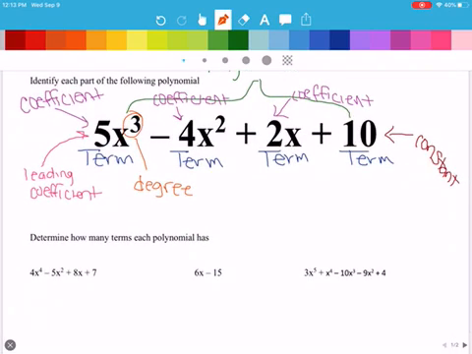These first set of questions are just asking us to identify how many terms there are. So remember, every time you see a plus or minus, that's a new term. So in this case here, I have 4 terms. Go ahead and practice those last 2 by yourselves. This one's a pretty simple concept. If you need to pause, I'm going to move on to the next topic.